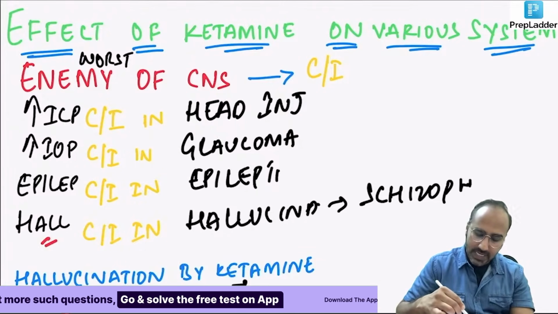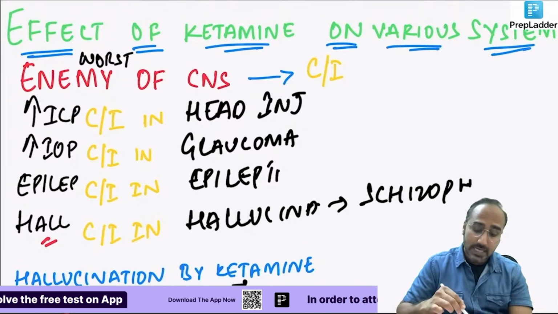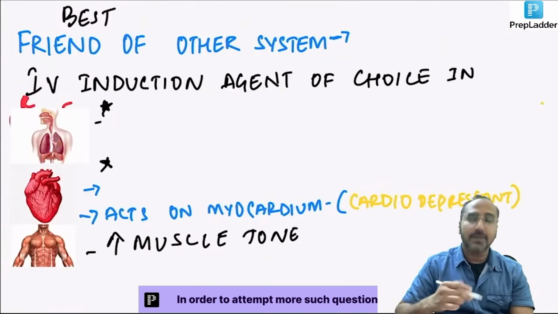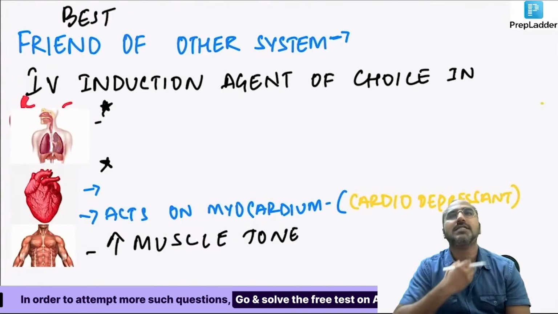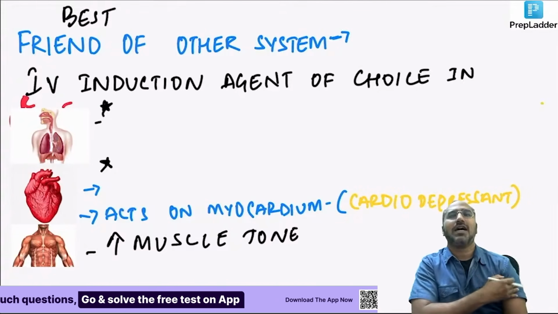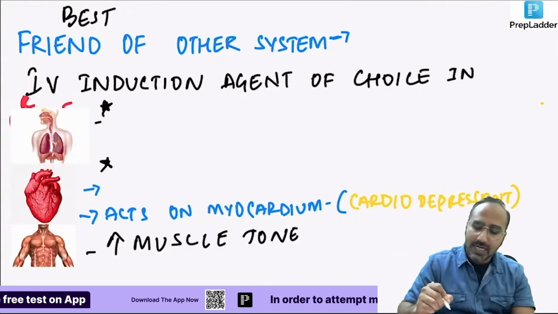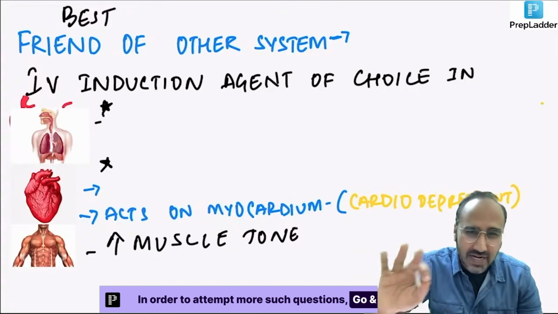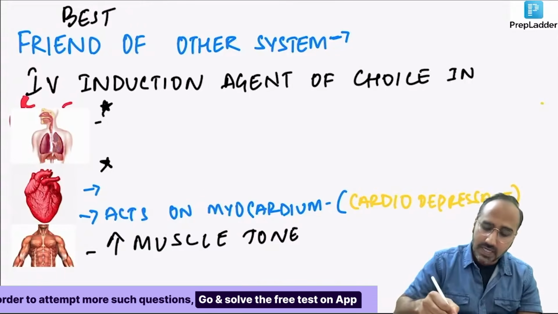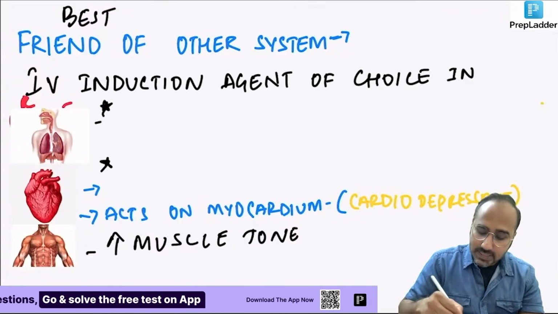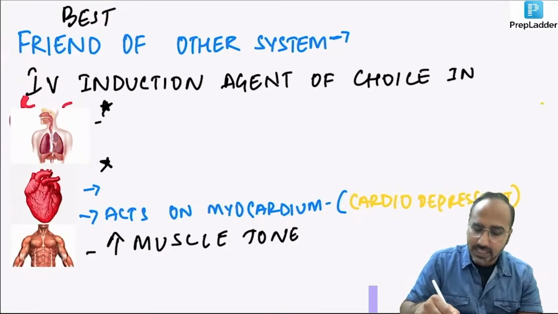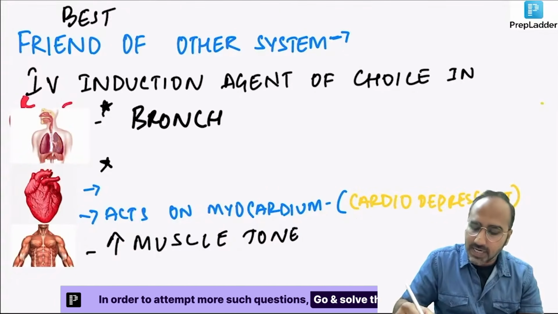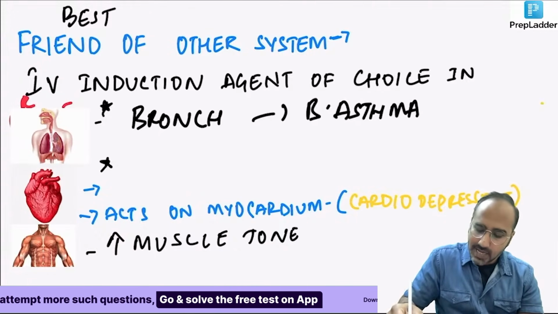That's regarding ketamine effect on these systems. On CNS, remember it does kit with the CNS, whereas ketamine is a friend of all other systems. What are all other systems? Respiratory, cardiovascular, muscle. That you have to remember. Ketamine is the best friend of all systems, enemy of CNS. If you remember this one line guys, all MCQs will be solved. Best friend of other systems means what? It is regarded as the best respiratory agent. That means it causes bronchodilation. Hence, it is the IV induction agent of choice for bronchial asthma.